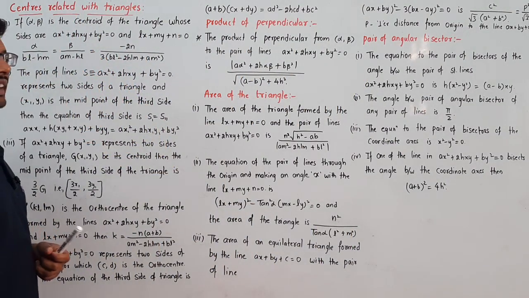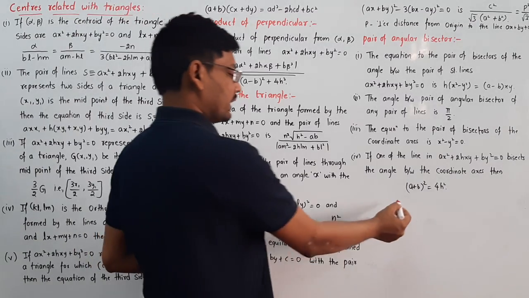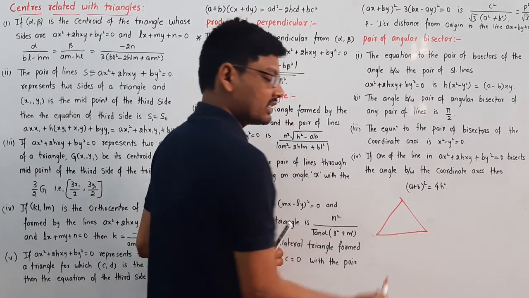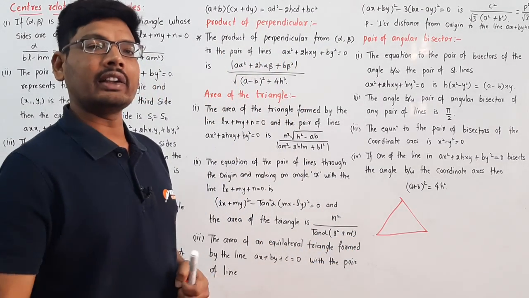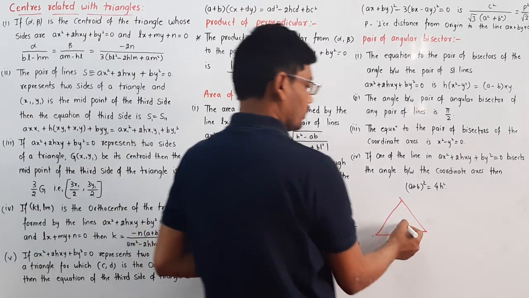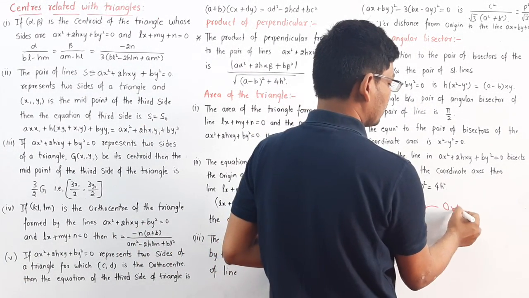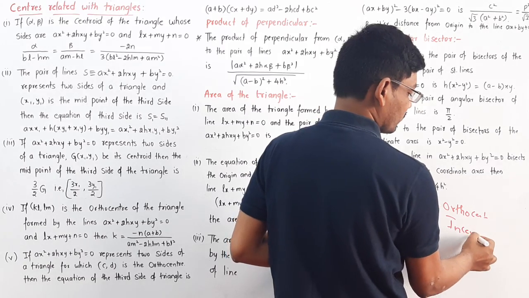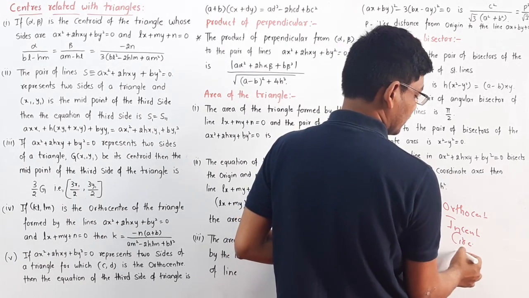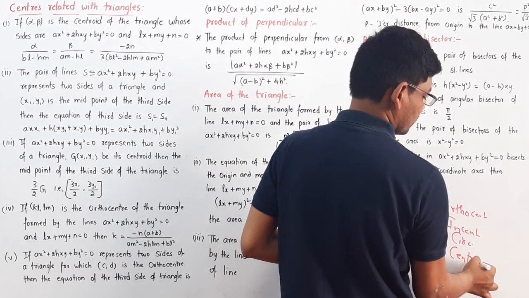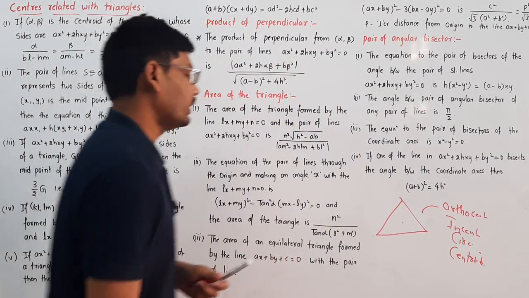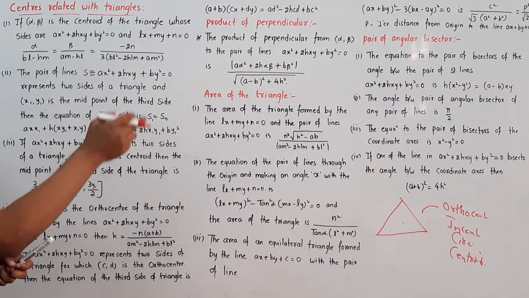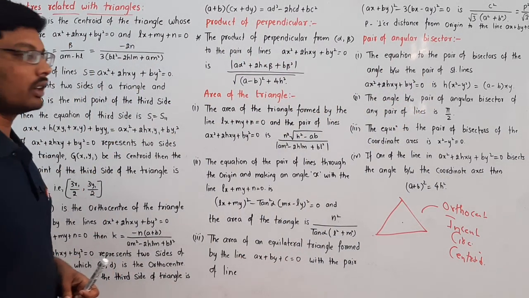We are continuing the session of pair of straight lines, and the topic is centers related with a triangle. We have a triangle, for example. For this triangle we have different types of centers. The first one is orthocenter, incenter, circumcenter and centroid. Now we are going to discuss the different centers related with a triangle.